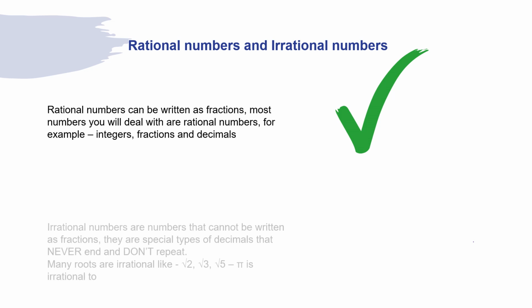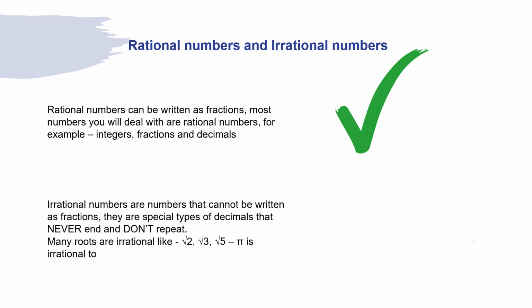An irrational number is a number that cannot be written as a fraction or as a ratio of two integers. Irrational numbers have decimals that can go on forever without repeating themselves. The most common example of an irrational number is pi.